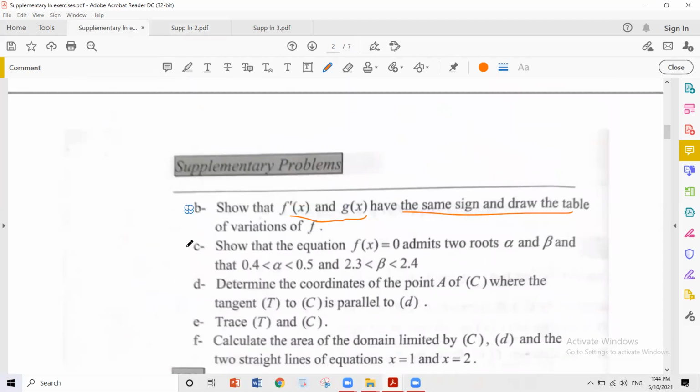Part C. Show that the equation f(x) equals 0 admits two roots alpha and beta, alpha between 0.4 and 0.5 and beta between 2.3 and 2.4. What do we do here to show the equation f(x) equals 0 admits two roots?